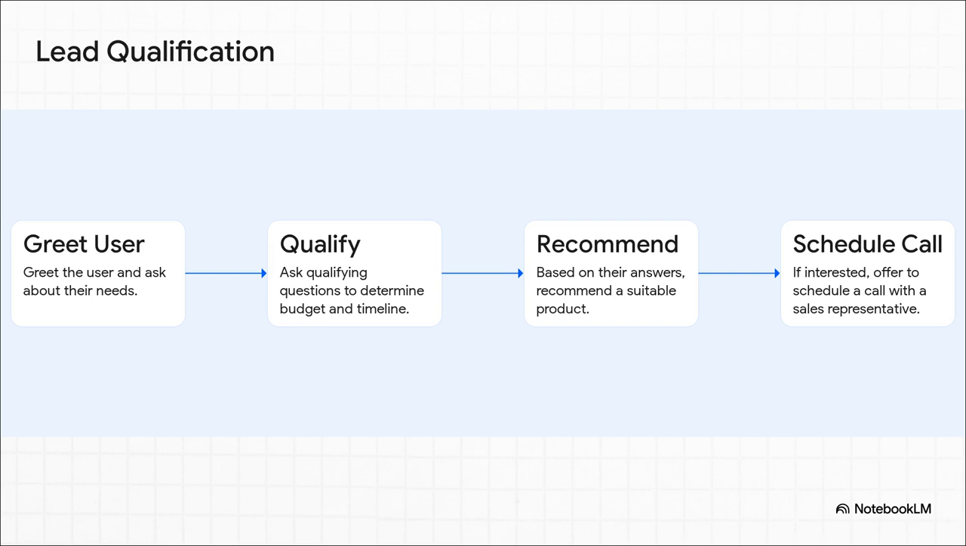Step 1, greet the user. Step 2, ask some qualifying questions, like, what's your budget and what's your timeline? Then, based on those answers, it makes a recommendation. And finally, it offers to connect the user with a real person. This simple workflow turns a huge, vague goal into a series of small, manageable steps.